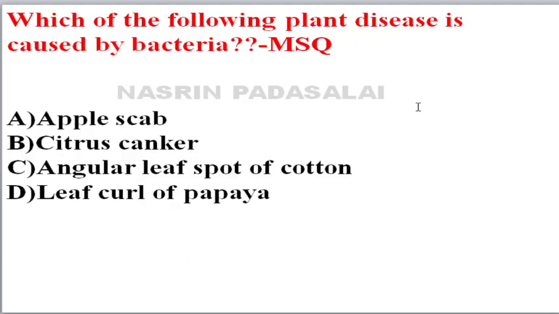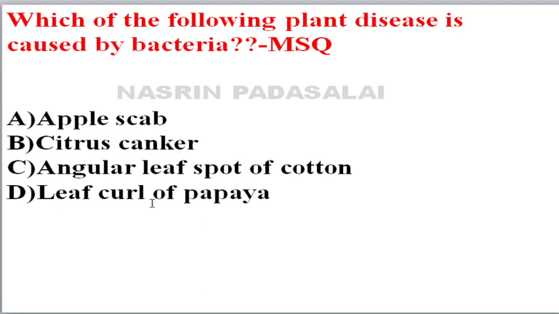Next thing is a type of MSQ question, friends. Which of the following plant diseases is caused by bacteria? This is the easiest question, so let me share the answer. First, apple scab. No, apple scab is not a disease caused by bacteria. It is caused by a fungus. Generally this apple scab will affect the Rosaceae family. And the citrus canker, yes, the citrus canker is a bacterial disease which is caused by Xanthomonas citri, and it causes disease in your lime plants, orange plants and grape plants.